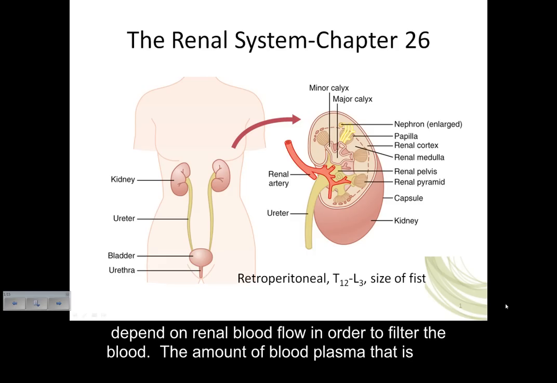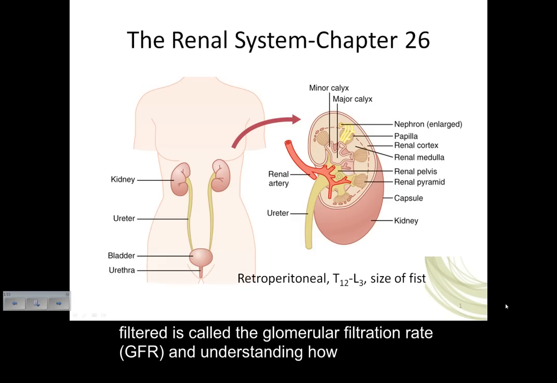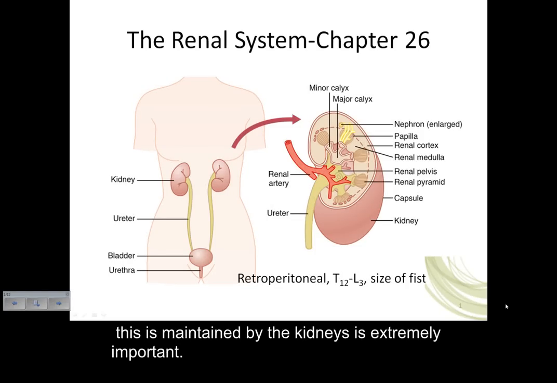The amount of blood plasma that is filtered is called the glomerular filtration rate, or GFR, and understanding how this is maintained by the kidneys is extremely important.